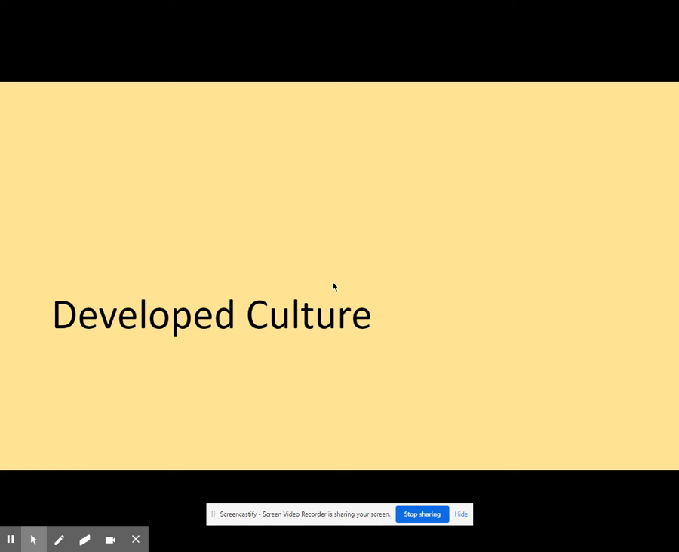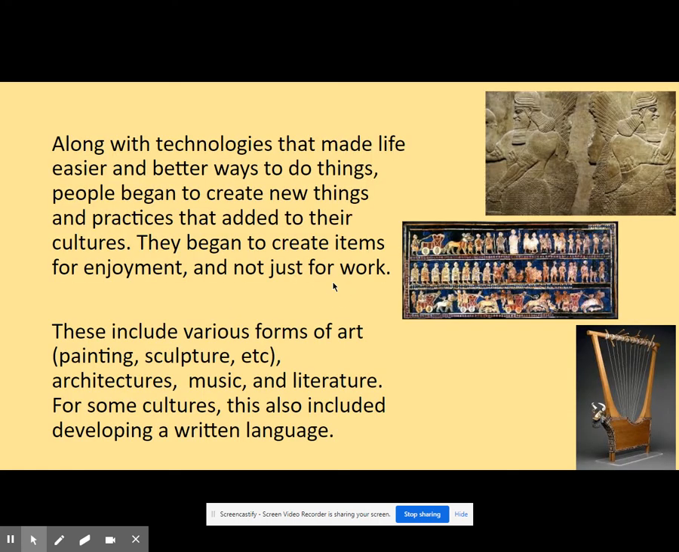And the last one we're going to talk about is a developed culture. So, along with technologies that make life a whole lot easier, people are going to begin to create things to add to their cultures. And we learned previously that cultures are a group's identity. So, it's their religions, their holidays, the foods that they eat, the languages they speak. And we're going to start to see people within these societies creating items to add to their culture and for enjoyment. So things were no longer made solely about work or survival, but about enjoying life.